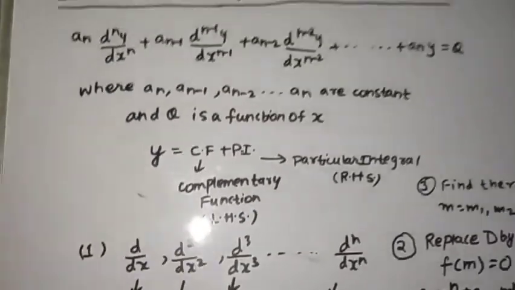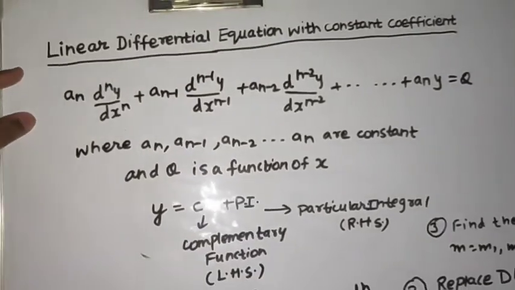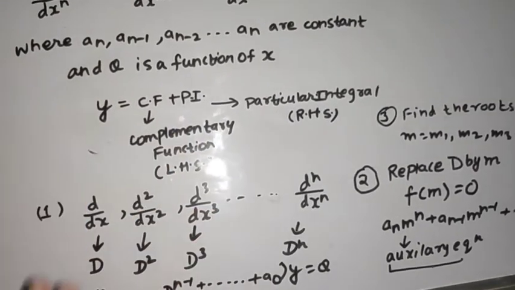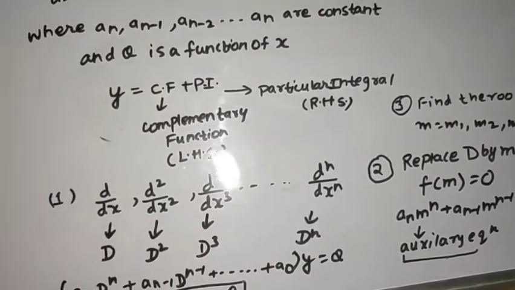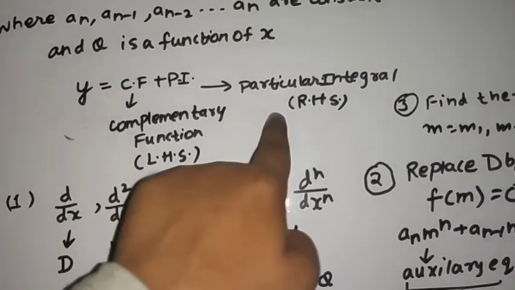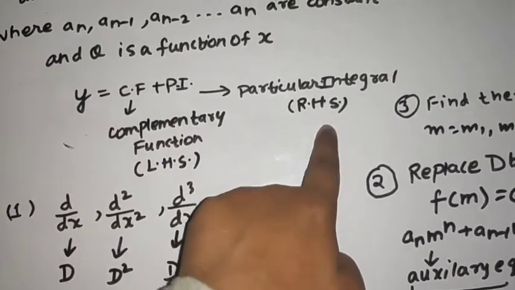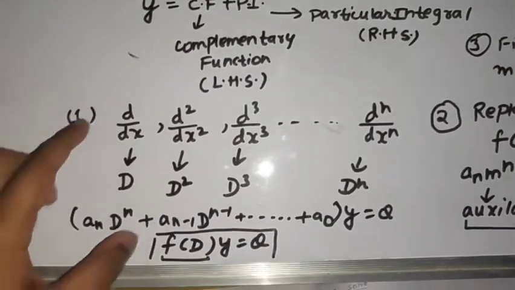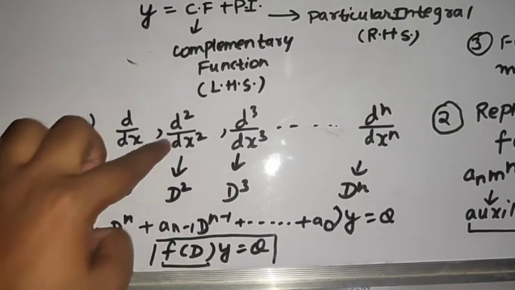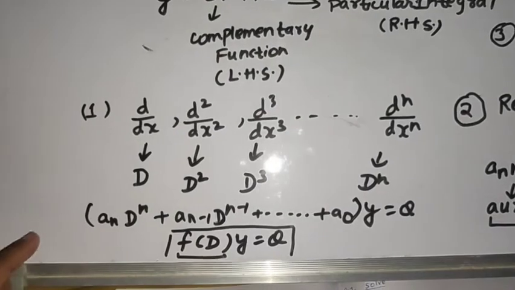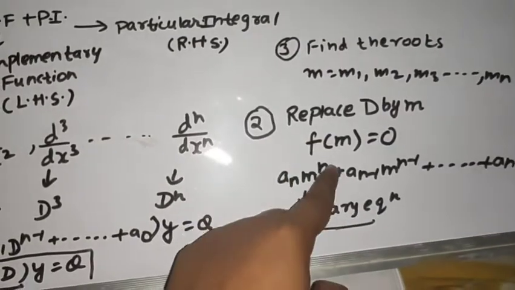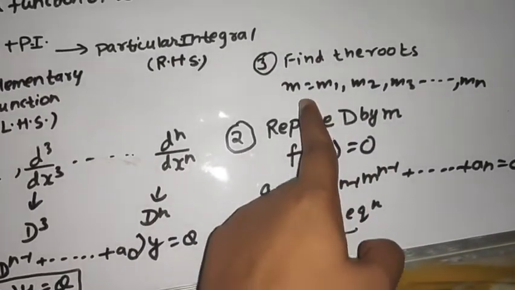But to start with the basics, this was the basic format of a linear differential equation. This was your method of writing the solution of that particular equation, which is CF plus PI, where CF is the complementary function to be evaluated from the LHS, and PI is the particular integral to be evaluated from the RHS. Then we saw that once you get your question, you start doing this transformation. You write d by dx as D, D square, D cube, and so on. Now you will replace D by m and equate this to 0. Whatever equation you get, you will find its roots.